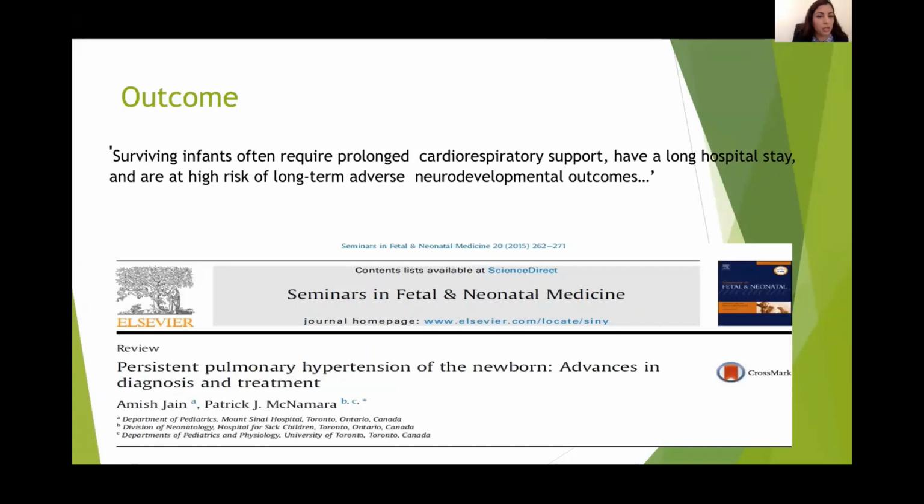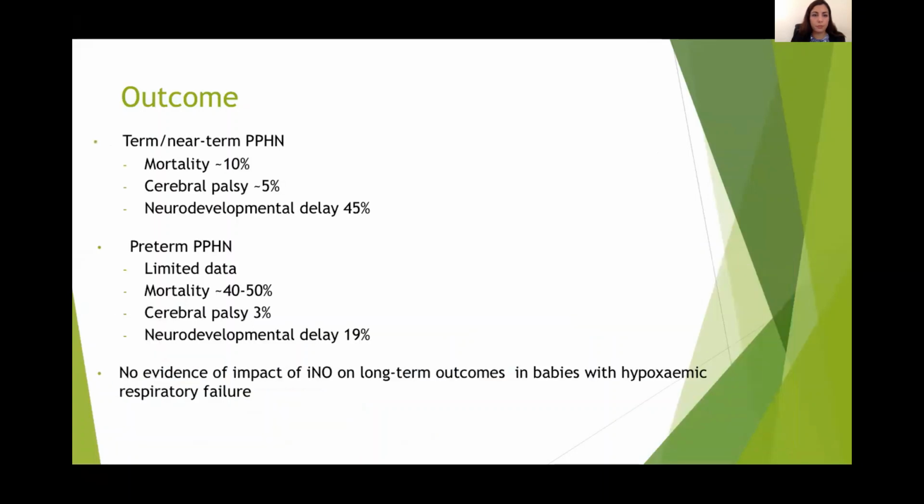Yeah? Okay, yeah. Even if we have moderate PPHN, those kids can have severe neurodevelopmental outcome. So surviving infants, they will often require prolonged cardiorespiratory support. They will stay longer in the hospital. So for sure, they are at higher risk for long-term adverse outcomes.